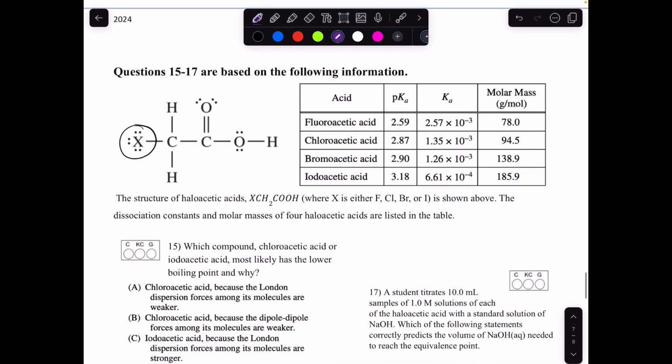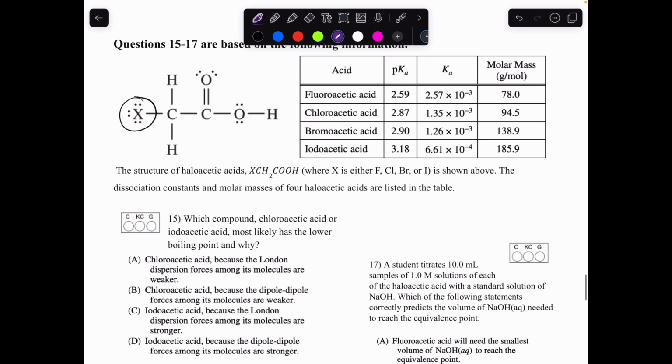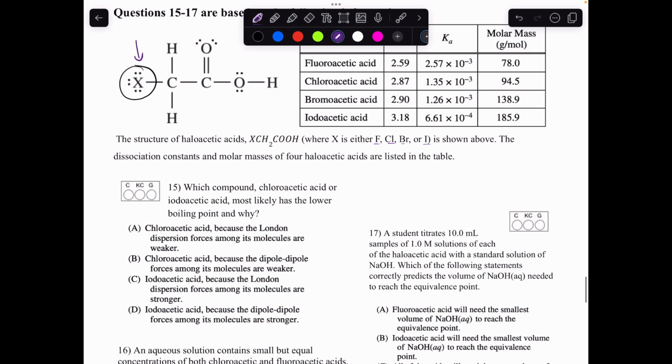All right, last three. Okay, so we have this big data table of these different types of acids and their molar masses. Their only difference here is this X. It's either F, Cl, Br, or I. Okay, 15 is review from Unit 3 about IMFs. It says which compound, the chloroacetic or iodoacetic, most likely has a lower boiling point, and why.